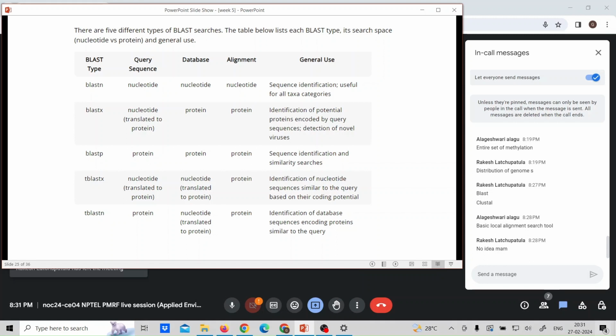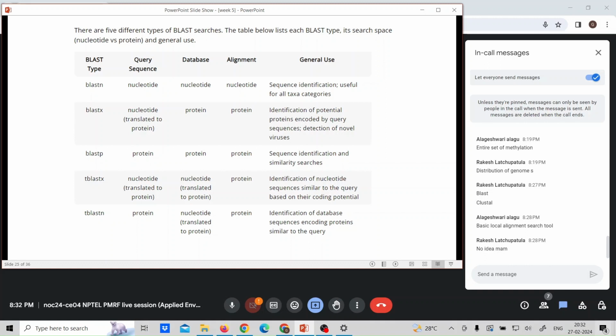All these types are based on what sequence I'm going to input, and to what sequence it is going to be compared in the database. I give a nucleotide sequence, it is being compared with other nucleotide sequences in the database, and the output is given to me. This happens in BLASTN.